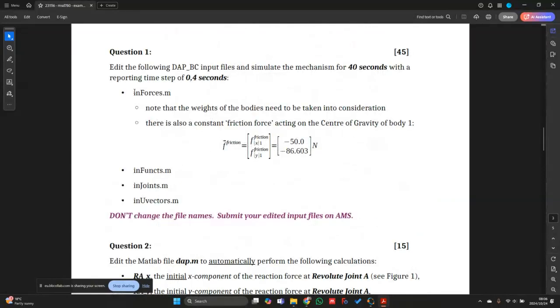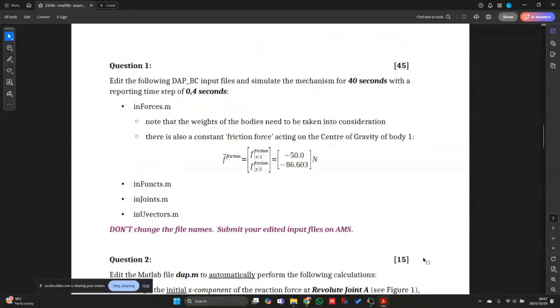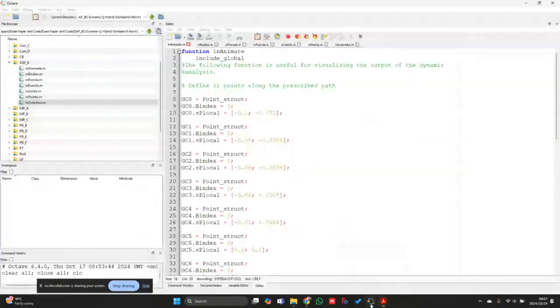Once we've edited the in_forces.m file, then we're going over to the in_functs, in_joints, and in_uvectors input files that we also have to change. We'll also notice that these three input files are essentially connected to one another. So whatever we define under in_uvectors, we're probably going to use that under in_joints to specify our kinematic joints over there. Without further delay, let's jump into our input files.